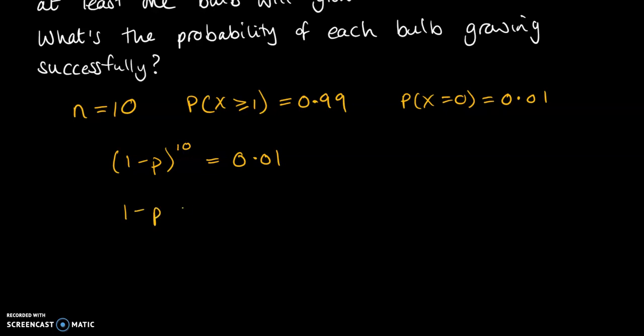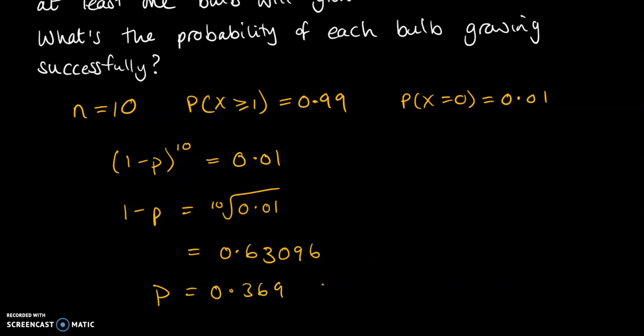So then 1 minus p is the 10th root of 0.01. And our answer to that is 0.63096. So if 1 minus p is that, then p will be 1 minus 0.63096, which is 0.369 to 3 significant figures. That is our probability of success for each individual bulb.